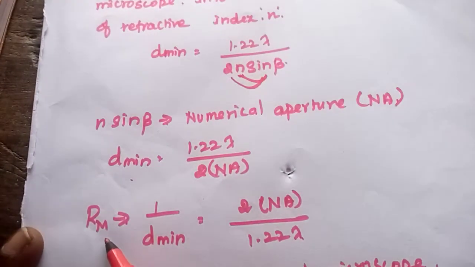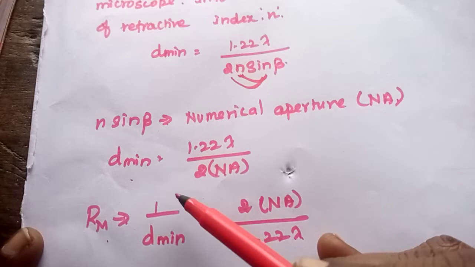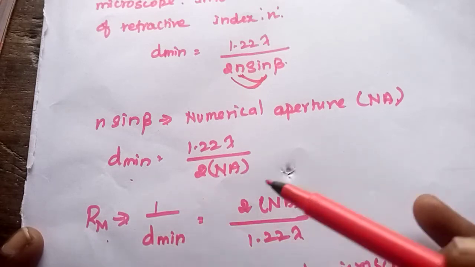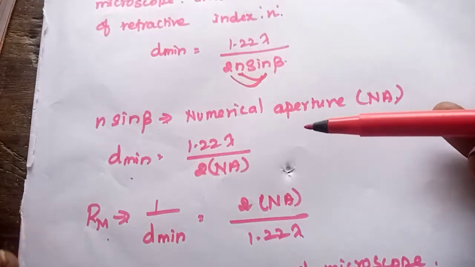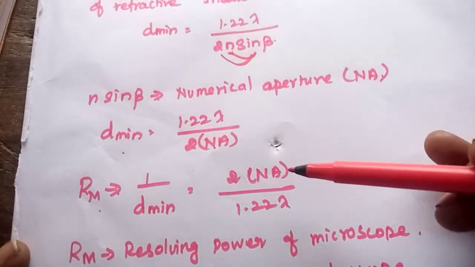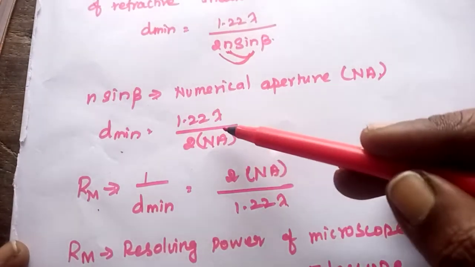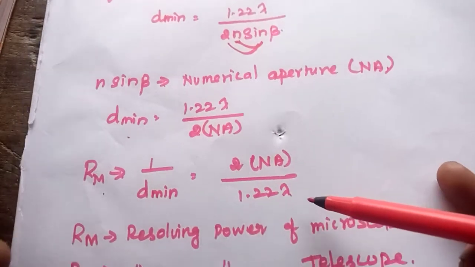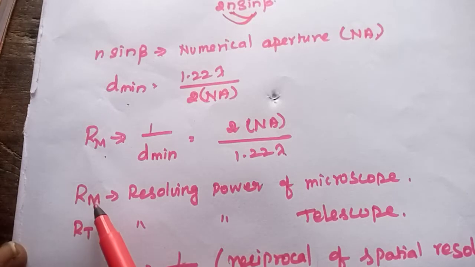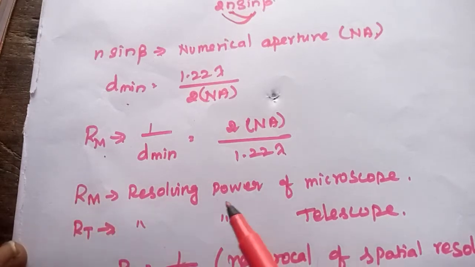The resolving power of the microscope is the reciprocal of the distance d minimum. That's why we take the reciprocal of this, so that we find the resolving power of the microscope. So 2 into NA divided by 1.22 lambda. Rm represents the resolving power of the microscope.